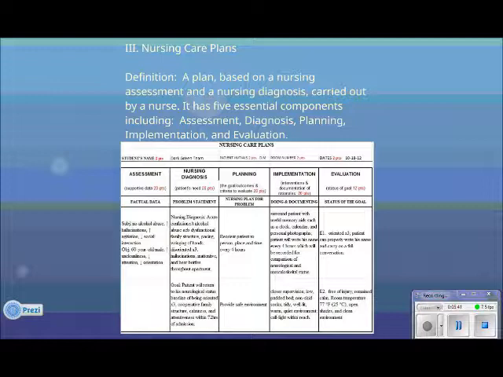I would like to repeat those 5 essential components, as you will most likely see them again in this learning module. The 5 essential components for nursing care plans include assessment, diagnosis, planning, implementation, and evaluation.